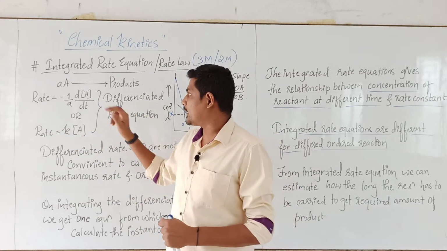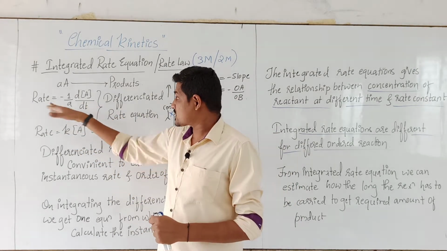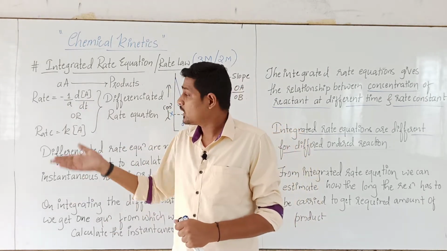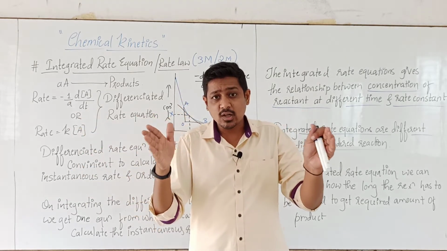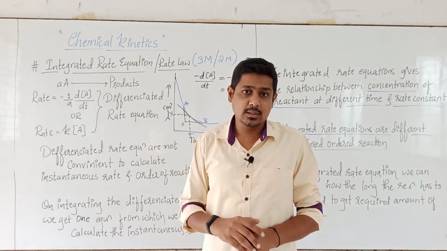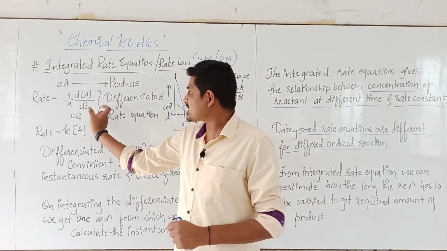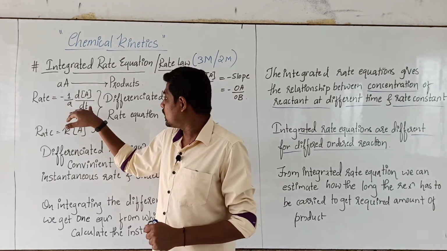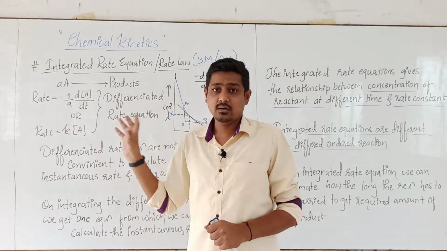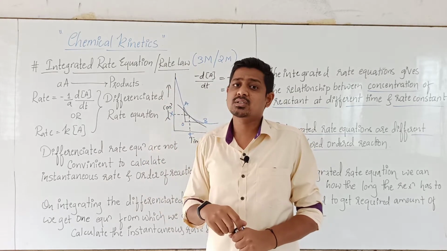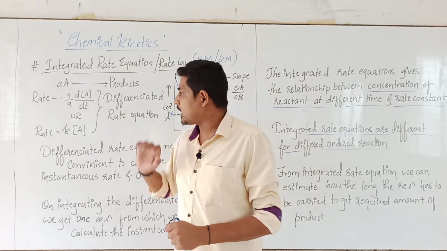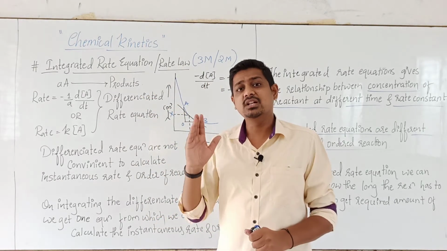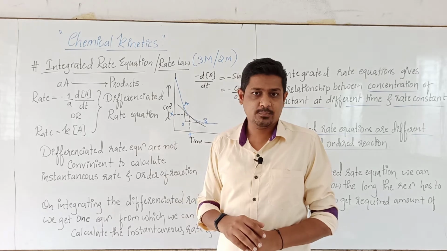From this rate equation we can say what the change in the rate is, or what the change in the concentration is, in a certain interval of time. But this is applicable to only a small portion. Differentiated means some interval of time is required, and within that interval we express the change in the concentration of the reactant. So differentiated rate equations will tell you about a small portion of the reaction.